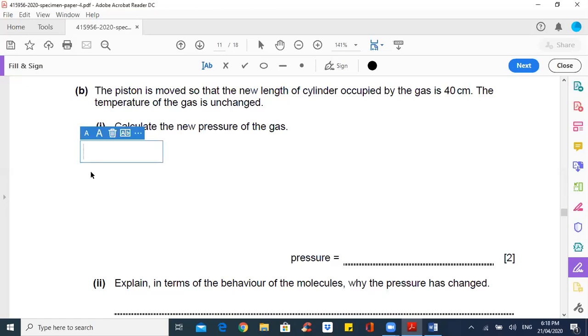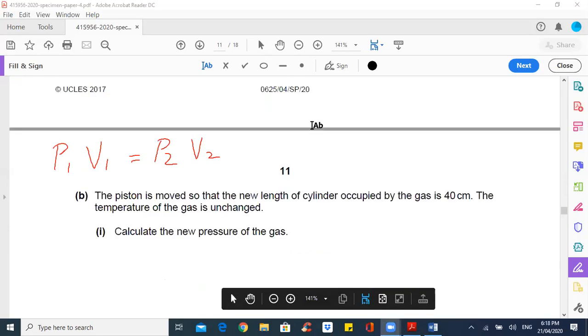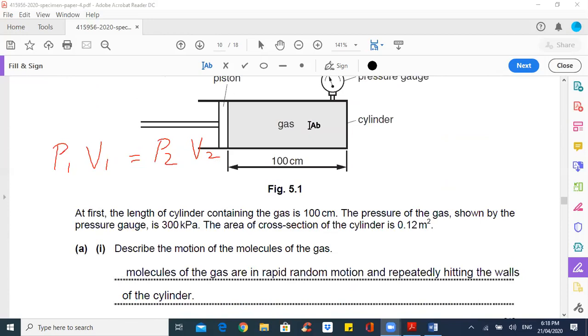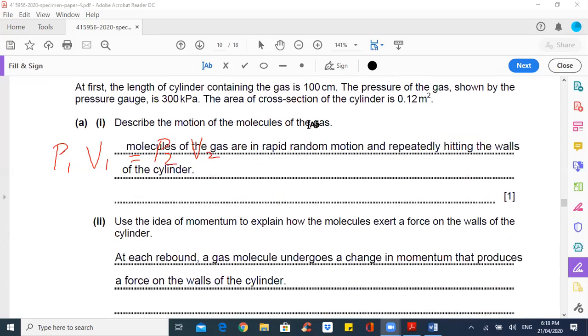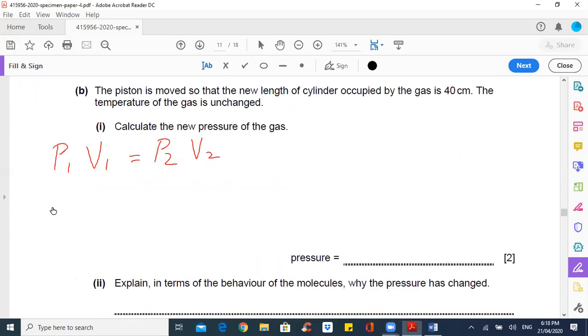Right? And in the pressure law, we know that P1 multiplied by V1 is equal to P2 multiplied by V2. Your first pressure was what? If you go back here, your first pressure was what value here? Your first pressure was 300 and your volume was 100 centimeter by 0.12. That's the cross-sectional area. Good. So your first pressure, which is P1, is 300.